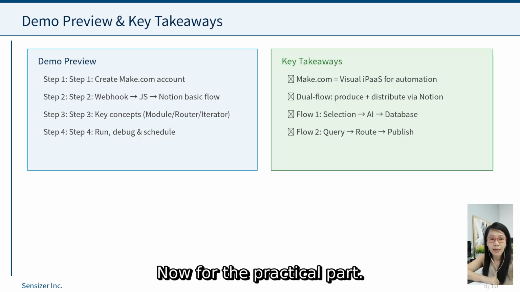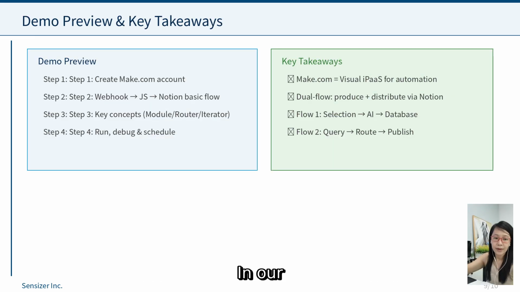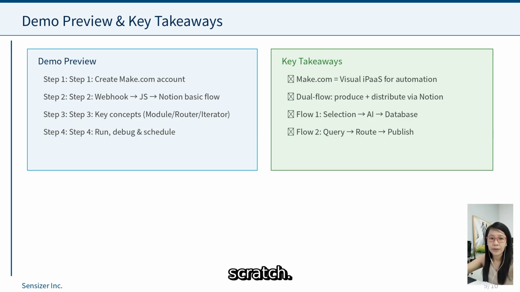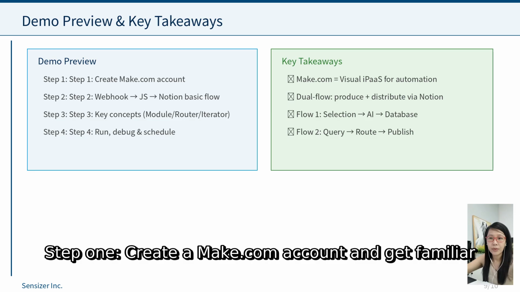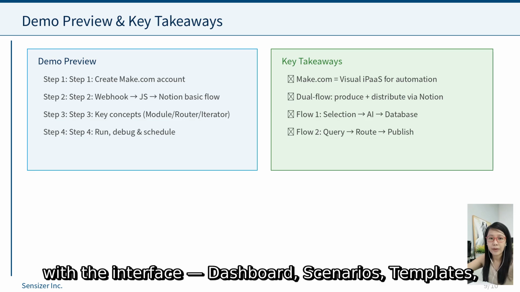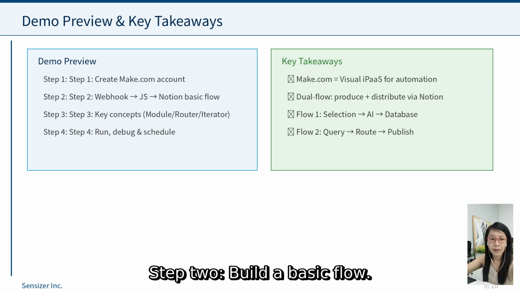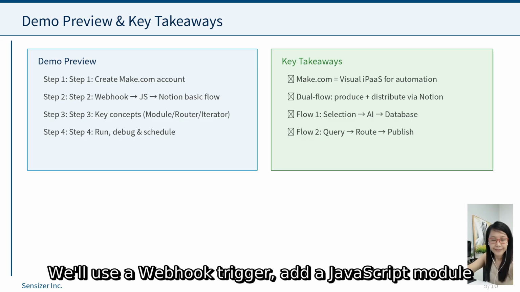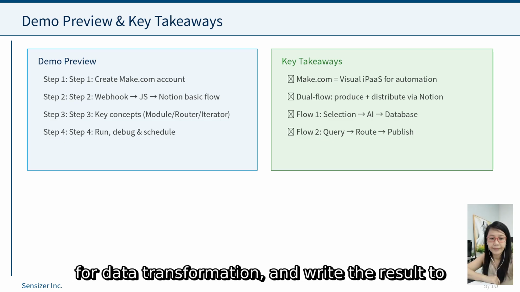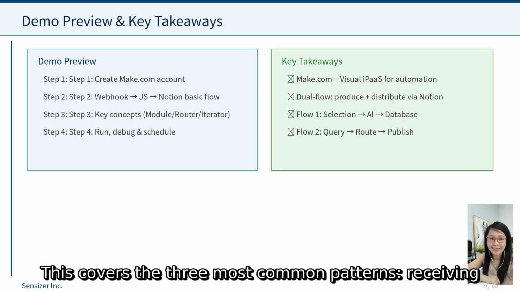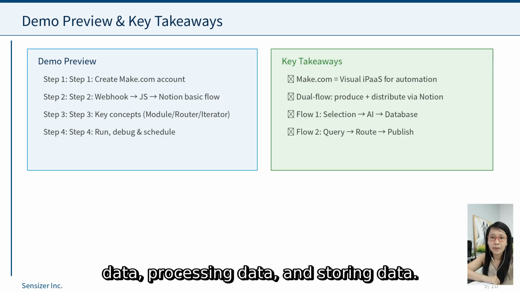Now for the practical part. In our demo session, we'll build a simple automation from scratch. Step 1. Create a make.com account and get familiar with the interface, dashboard, scenarios, templates, and connections. Step 2. Build a basic flow. We'll use a webhook trigger, add a JavaScript module for data transformation, and write the result to Notion. This covers the 3 most common patterns: receiving data, processing data, and storing data.